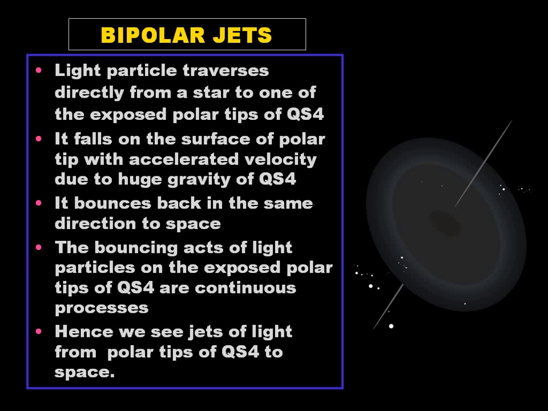Light particle traverses directly from a star to one of the exposed polar tips of QS4. It falls on the surface of polar tip with accelerated velocity due to huge gravity of QS4. It bounces back in the same direction to space. The bouncing acts of light particles on the exposed polar tips of QS4 are continuous processes. Hence, we see jets of lights from polar tips of QS4 to space. We call these bipolar jets.